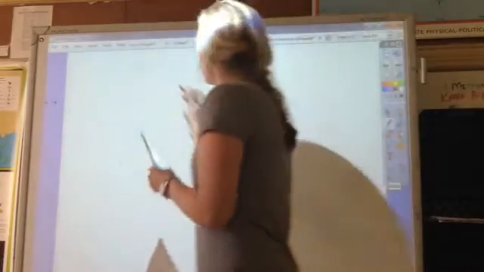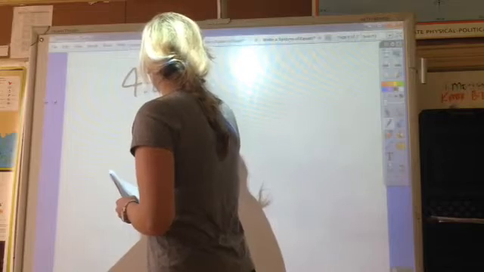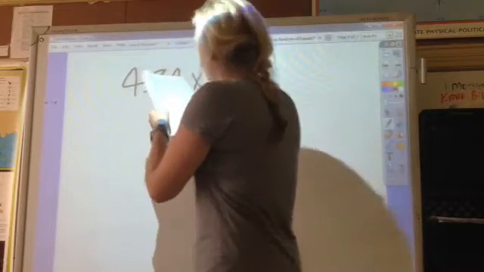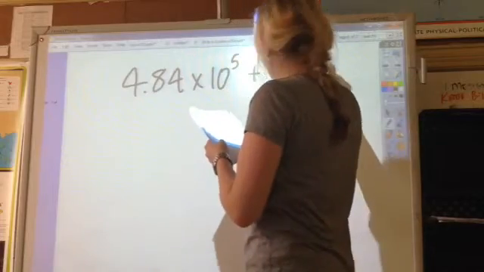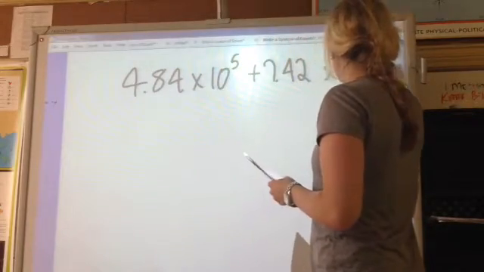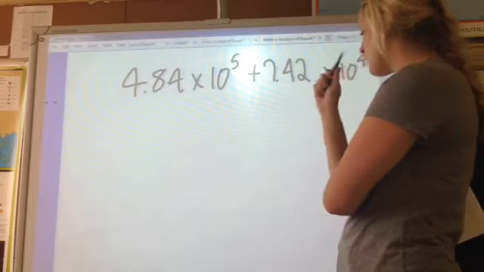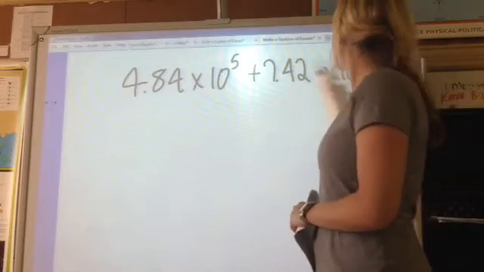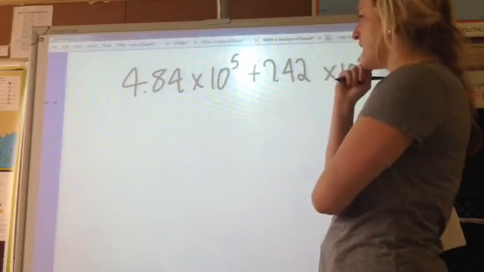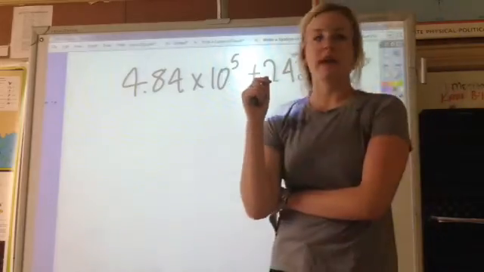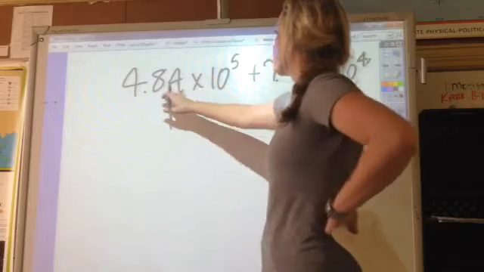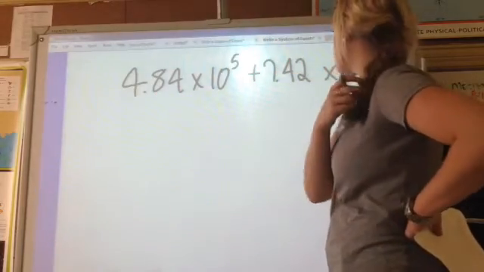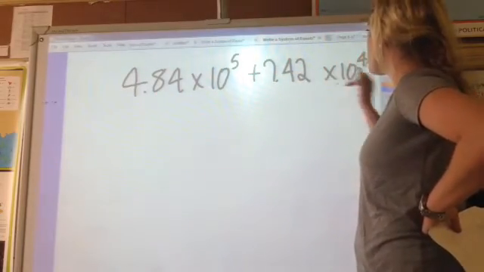Let's do another example. If I had 4.84 times 10 to the fifth plus 7.42 times 10 to the fourth. Again, I look, are my exponents the same? 5 and 4, they're not, so I know I'm going to have to change one. The one that I always keep the same is the one with the larger exponent, which is 4.84 times 10 to the fifth. So I'm dealing just with 7.42.